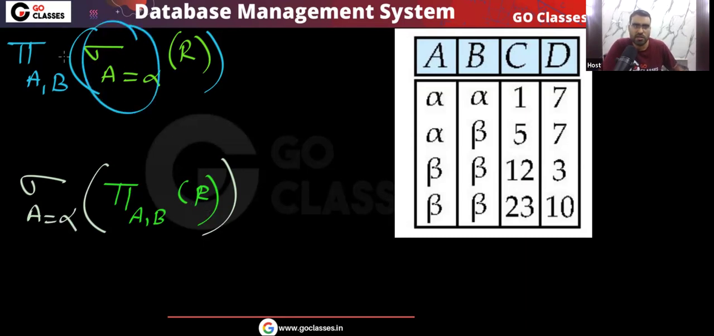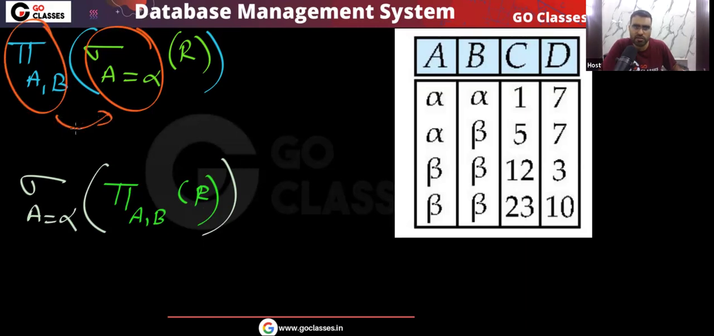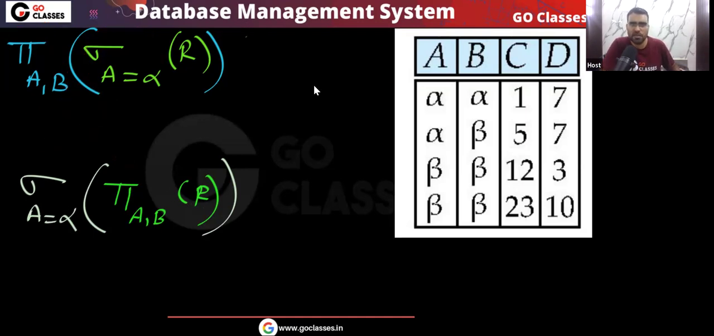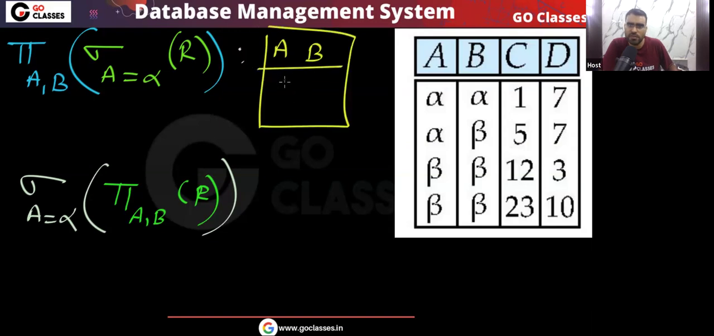Did you notice what I'm doing? I'm commuting select comma project. So you tell me, now will they give the same result? Yes, now they will give the same result. First, you can see those tuples where A is alpha. These two tuples have alpha. Then projecting AB, the output will be alpha alpha, alpha beta. Yes or no? And what about this?